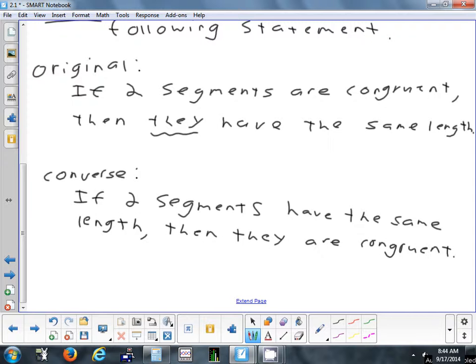Is the converse true? Now I'm asking you. Yes. Okay. The original is true, and the converse is true. And the reason that happens here is because this is a definition. This is basically the definition of what it means to have congruent segments. They have the same length. Definitions, if you write them as an if-then statement, are always true in the original way and in the converse. A definition is always true in both directions.